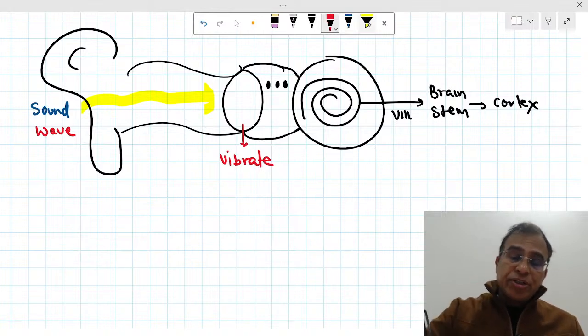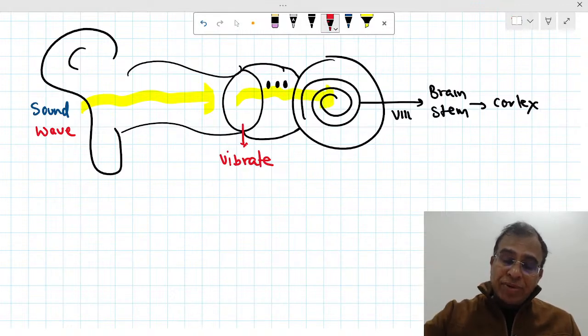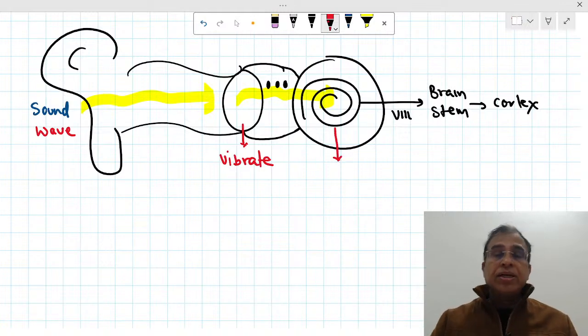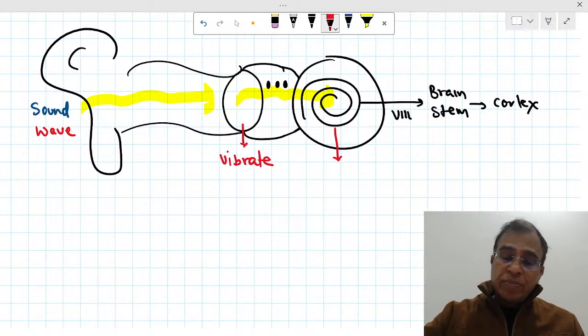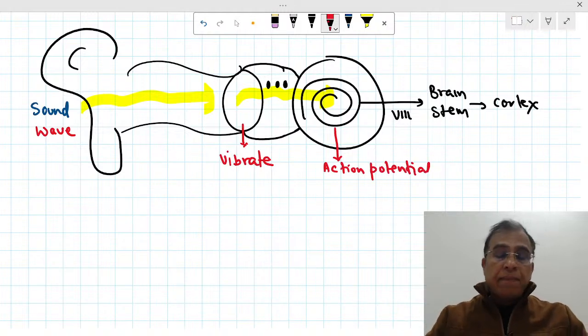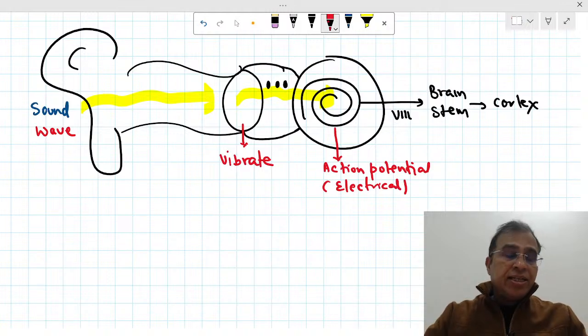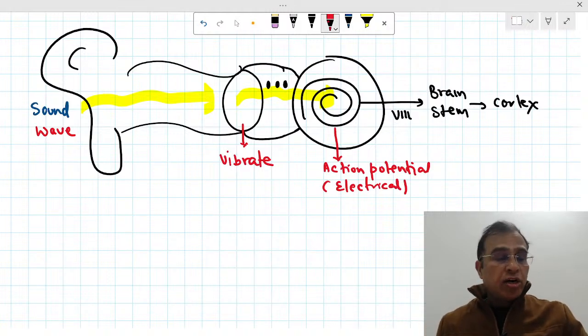Now, this vibration then is going to travel through the ossicles in the middle ear and enter the cochlea. What happens to this vibration in the cochlea? Another change happening here, and this is a more profound change. What is the change? The vibration becomes action potential. Now, action potential is a different kind of energy. It's an electrical energy. It's not a mechanical energy, it's an electrical energy. So, basically the type of energy has changed now.